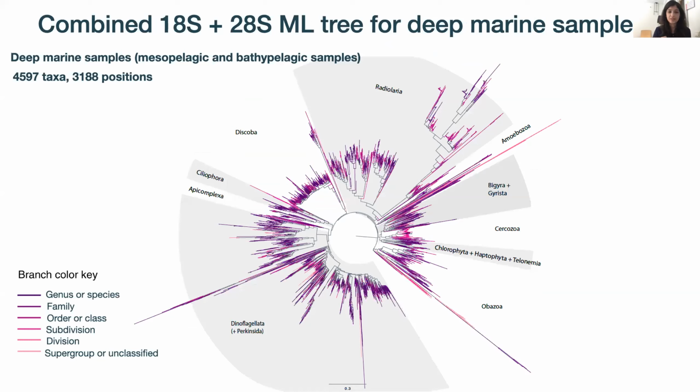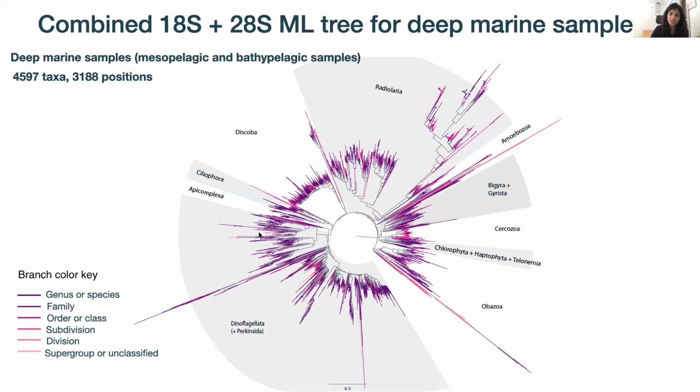And now here is an example of the kind of tree that we get. So this is a combined 18S and 28S tree of the deep marine samples. So these are the 5 mesopelagic and bathypelagic samples. This is a tree that's built only with our PacBio sequences, so there are no reference sequences here. And the branch colors represent to which level each sequence or OTU has been annotated. So the darker the color, the lower the rank it has been annotated to. So the darkest ones here are the genus, and so on.